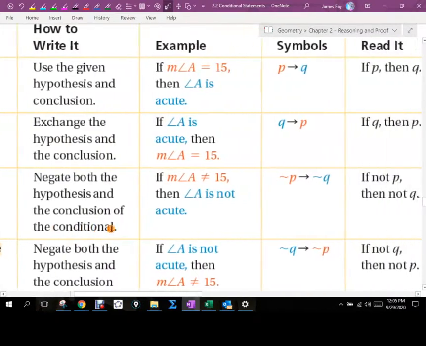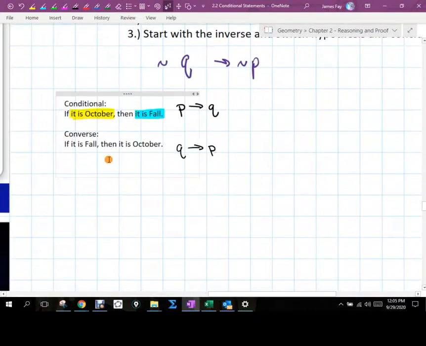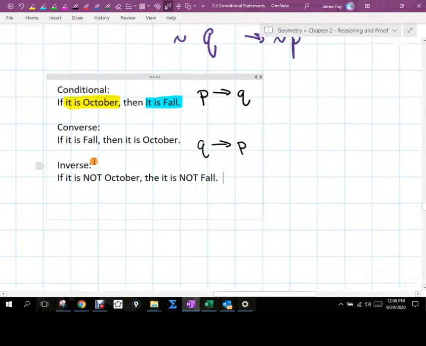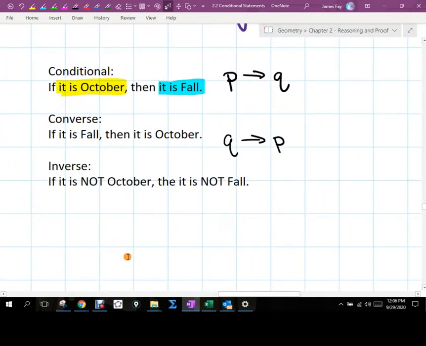Going over to our specific question that we're working on, the inverse says you're going to start back up here with the original, and you write, if it is NOT October, then it is NOT fall. Now, obviously, you would not usually capitalize not when you're writing these. I'm just trying to emphasize that we're negating both parts of the original.